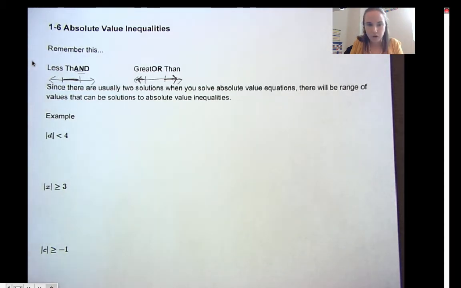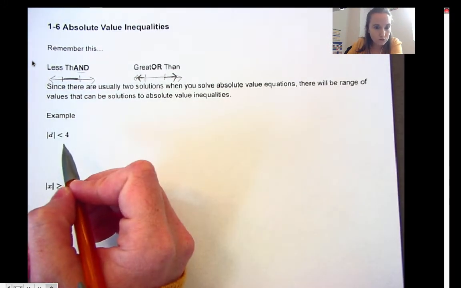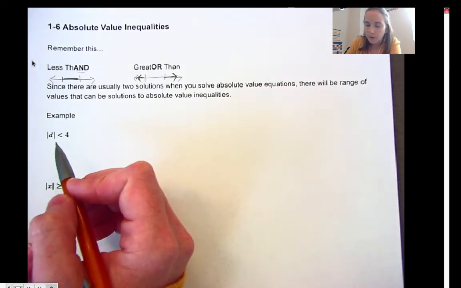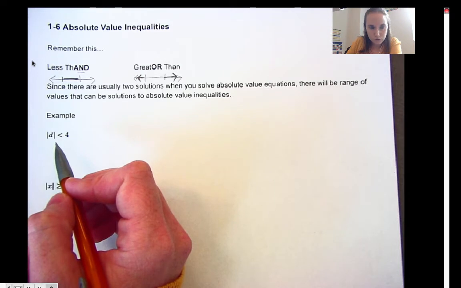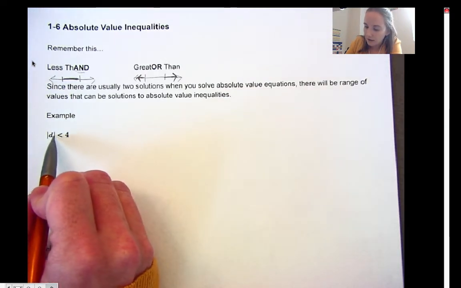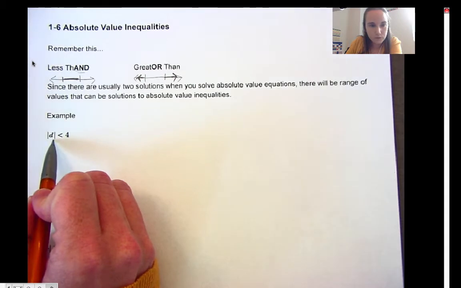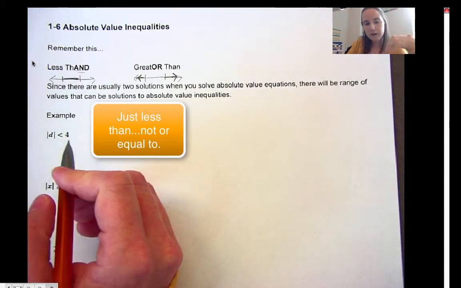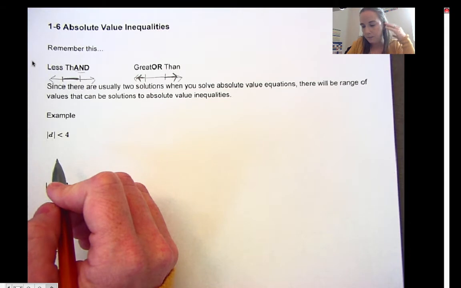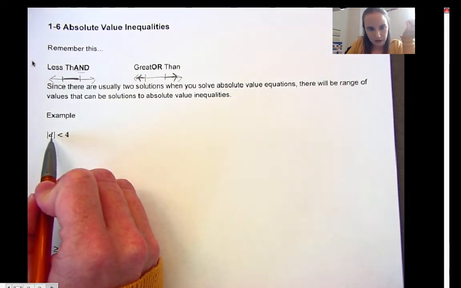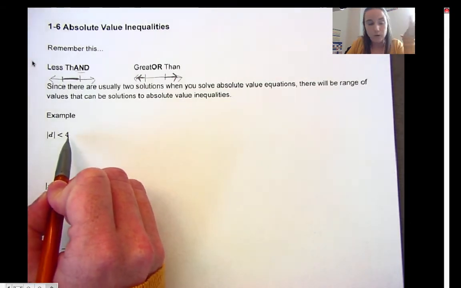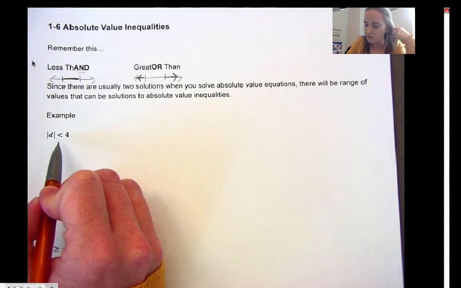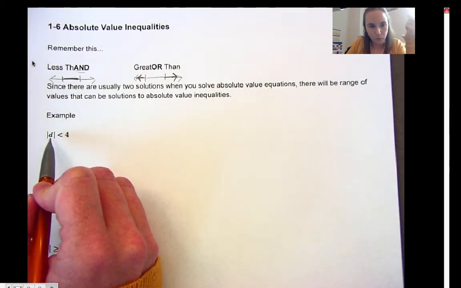First of all, you have to recall that when you solve absolute value equations, there were two values or two solutions a majority of the time, except for those special circumstances. So when I look at an example like the absolute value of d is less than or equal to 4, I try to think of that as an equation in my head. I ask, what would I plug in here to make the absolute value equal to 4, even though it's not equal? Well, I could plug in 4 or negative 4.